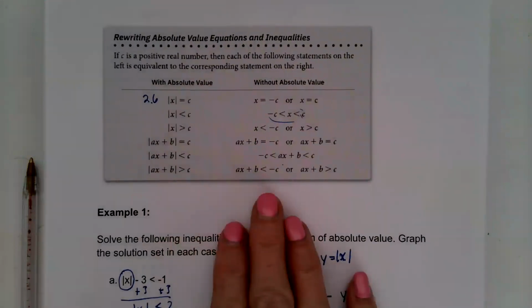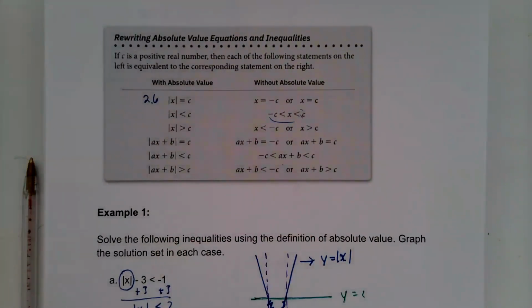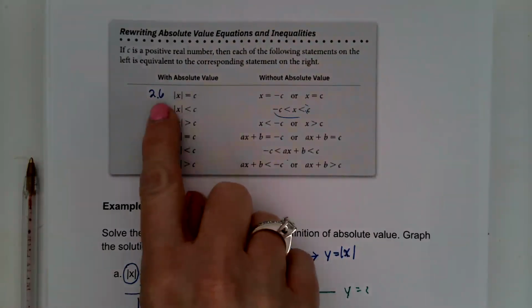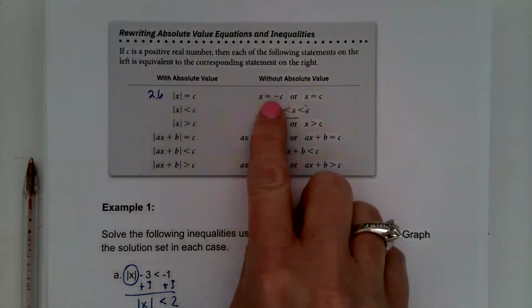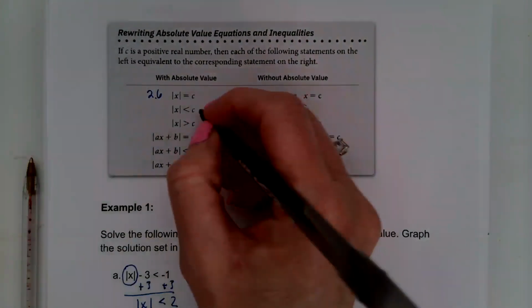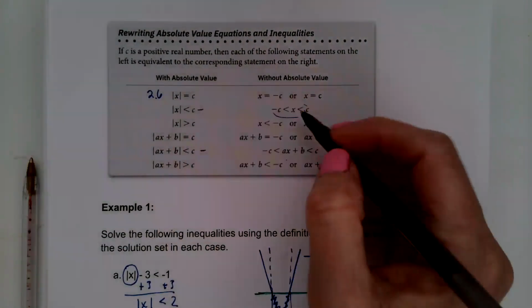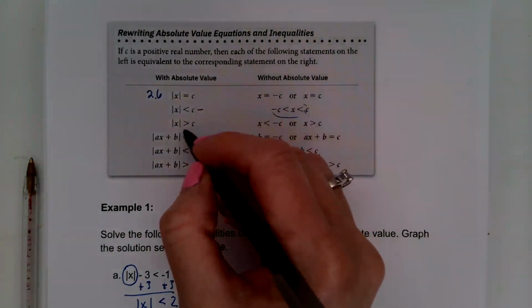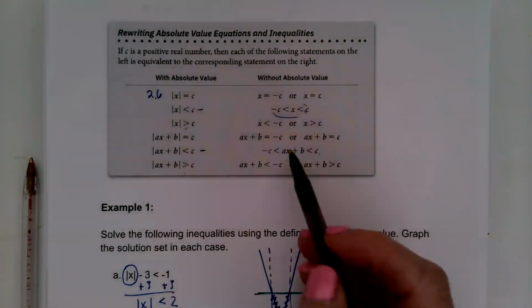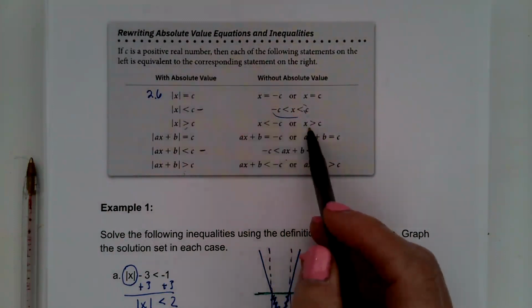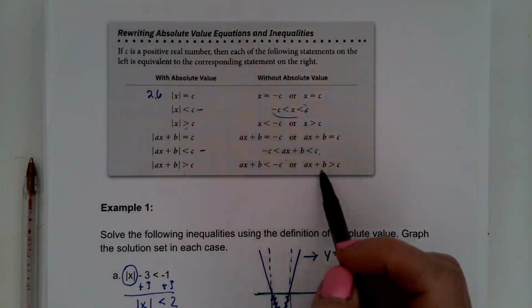And we have this little summary that we were using that you may want to keep near you for the test. So you've got some good resources. When you have an equation, when it's equal, we learned this in 2.6, that you can have x equal to the negative of c or the positive of c. But if it's a less than, it's going to be within the boundaries. If it is a greater than, it's going to be outside the boundaries. So it'll be less than the negative or greater than the positive.